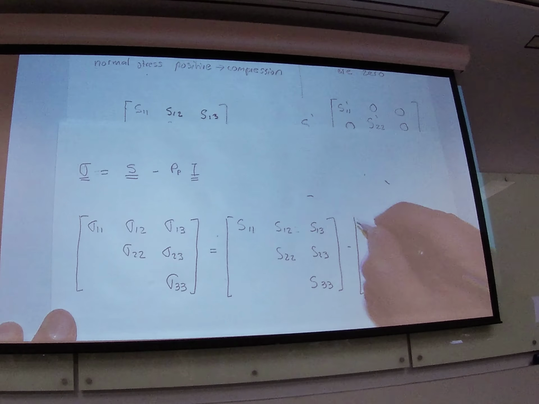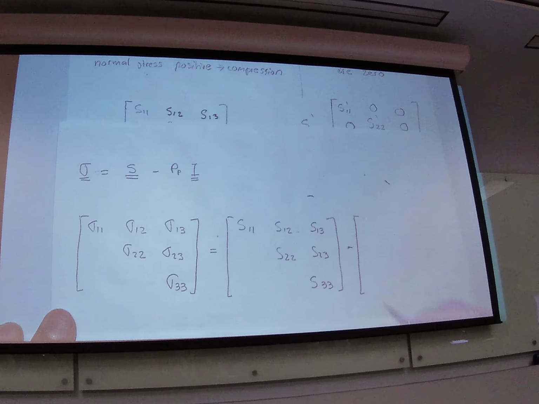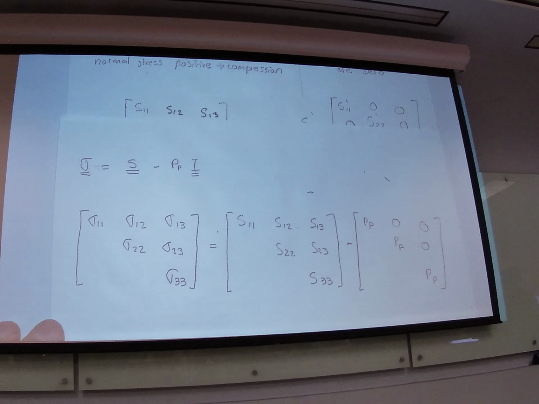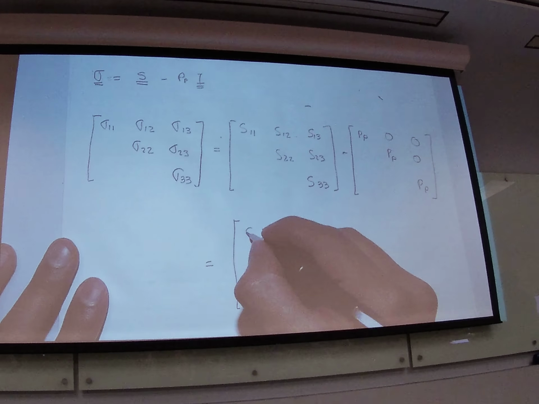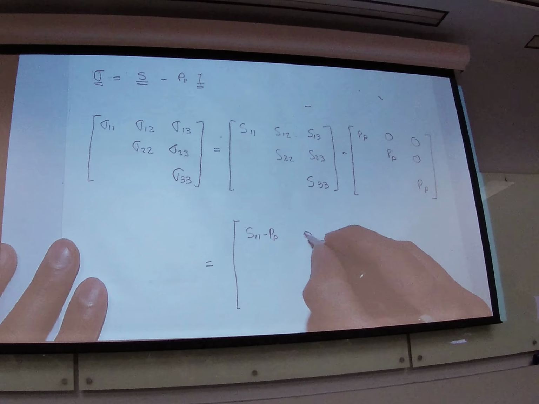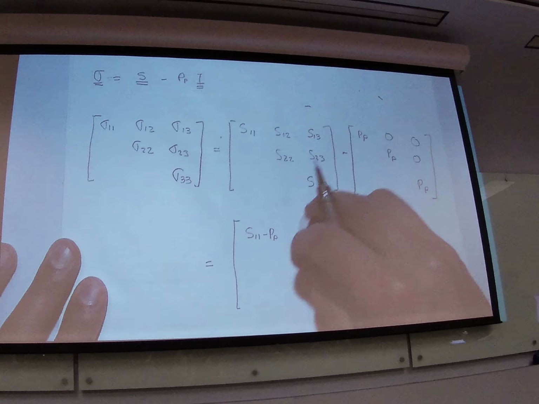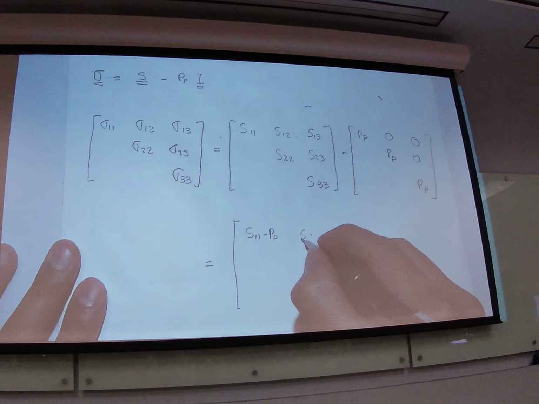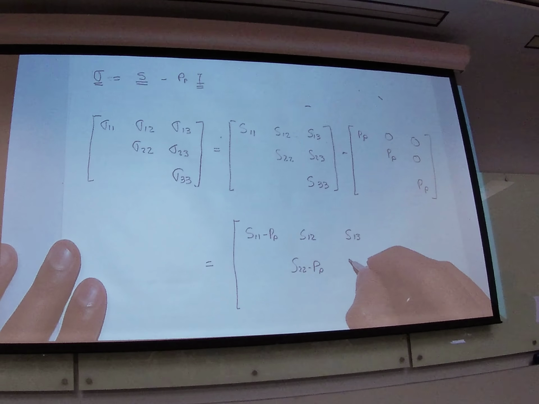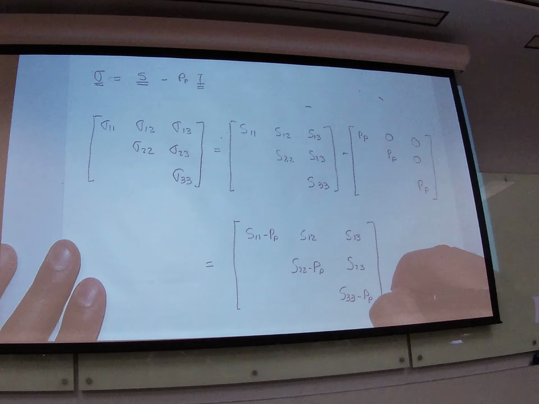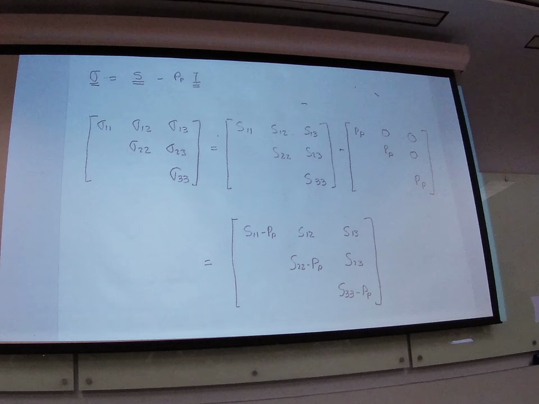minus, now I'm going to make this multiplication already here. It's going to be pore pressure, pore pressure, and pore pressure again. So if I put everything together, it's going to be S11 minus pore pressure, 0, S12, S13, S22 minus pore pressure, S23, and S33 minus pore pressure. And notice that this makes a lot of sense.